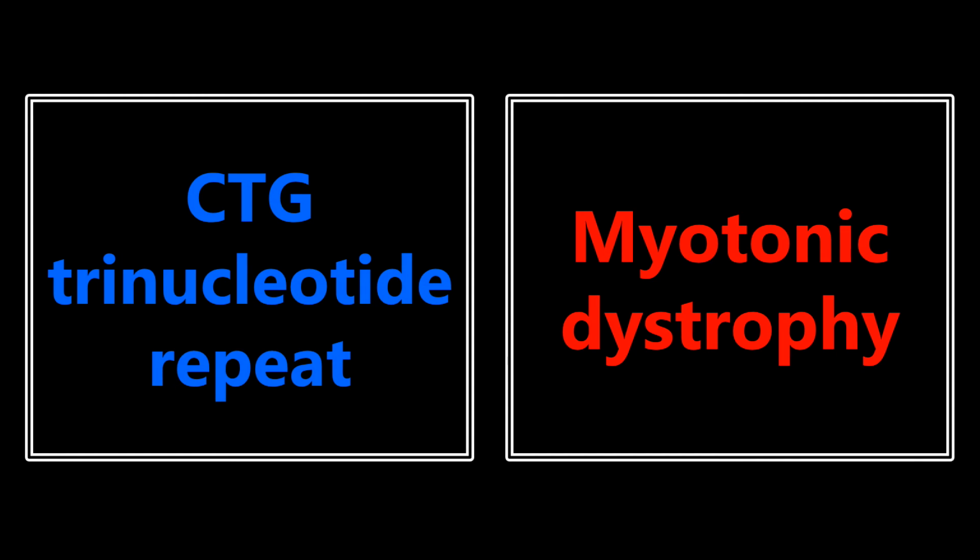And this one, CTG trinucleotide repeat, this is going to be in reference to myotonic dystrophy. So as you can see, it's really important to have all of these trinucleotide repeats down because these are really easy questions to get right or really easy questions to get wrong.